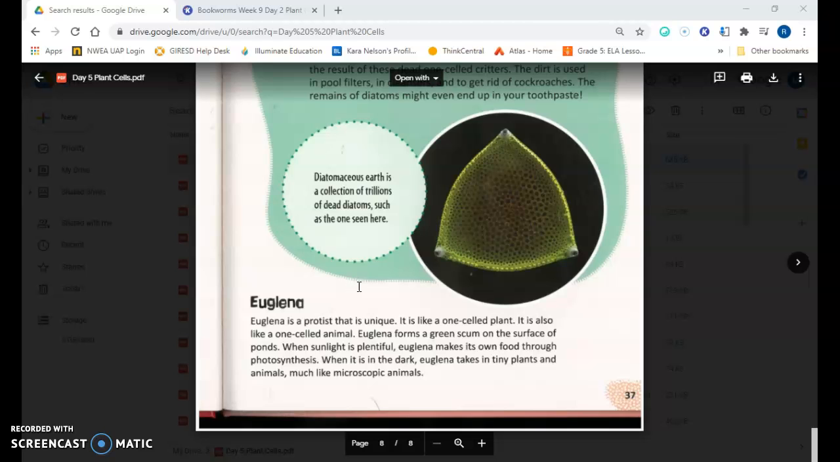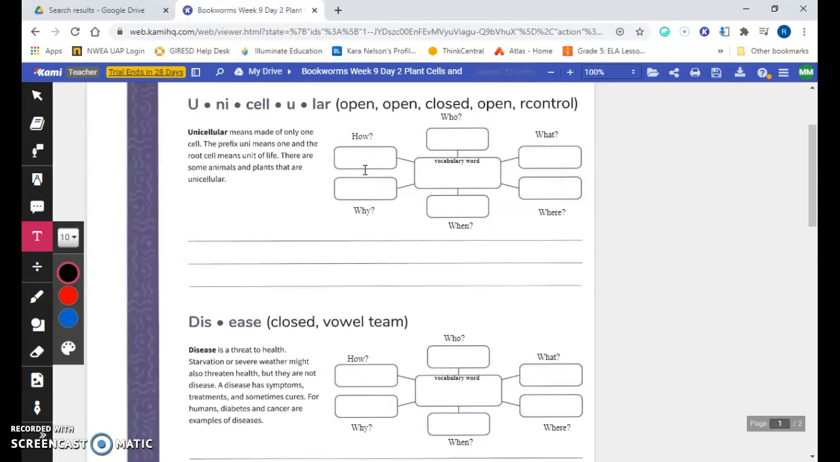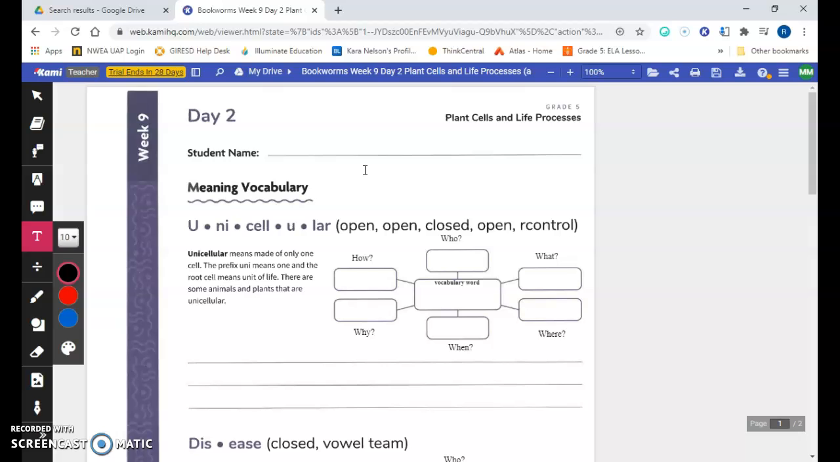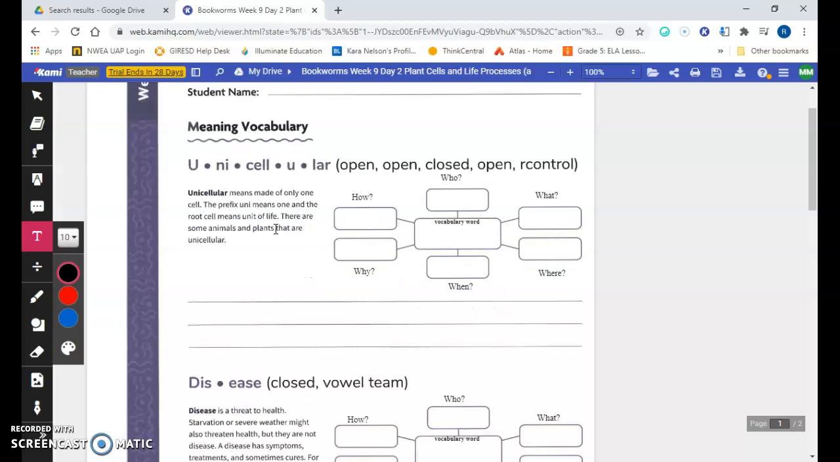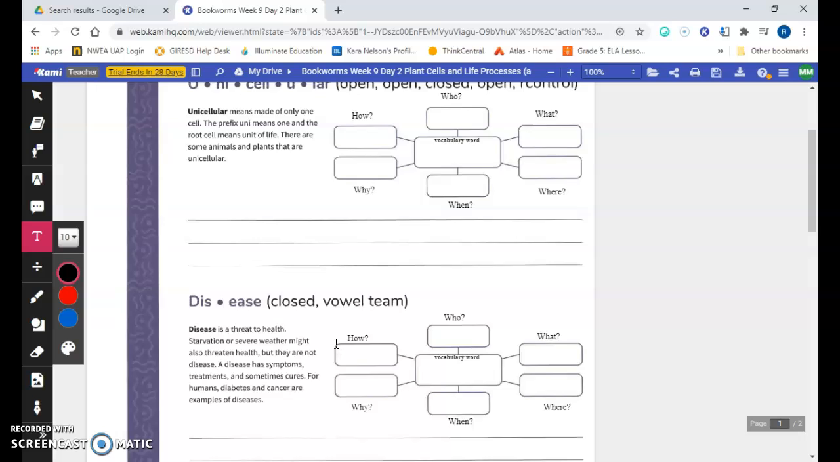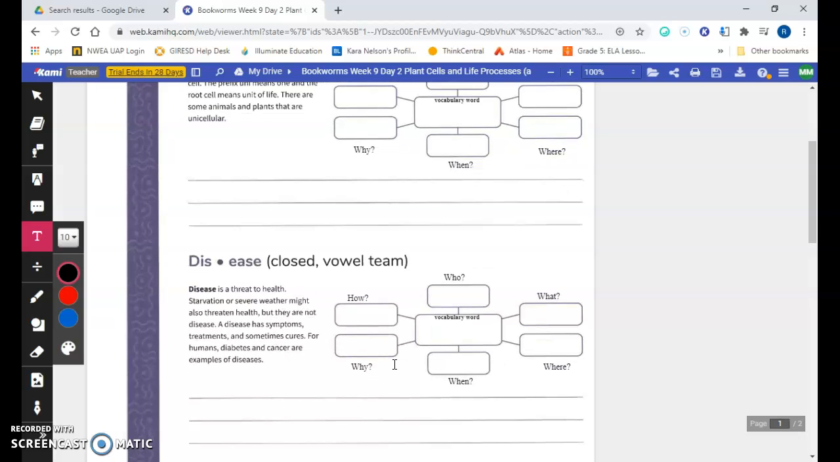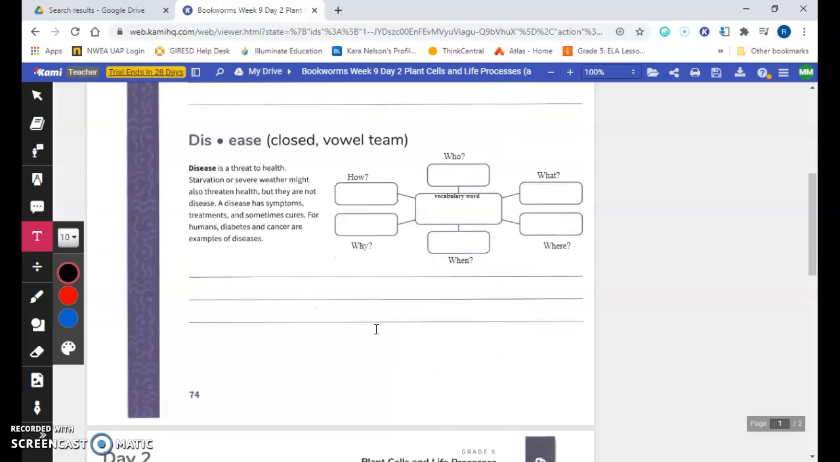Okay, let's take a look at the work for today. I will tell you it's not terribly difficult today. So our first spot is to use these vocabulary words to create our super sentences. Of course you need to put the vocabulary word in the middle, and then you'll need to have at least 3 of these bubbles filled in. Same thing here with disease. You can read through the definition here, but you will be filling in at least 3 of these bubbles and putting the vocabulary word here before you complete your super sentence on the line here.